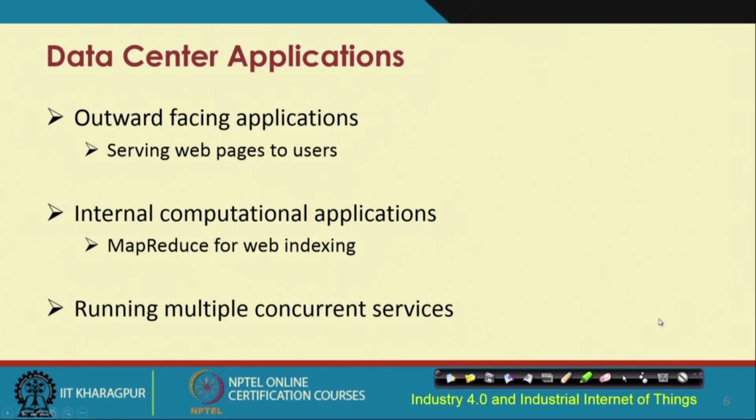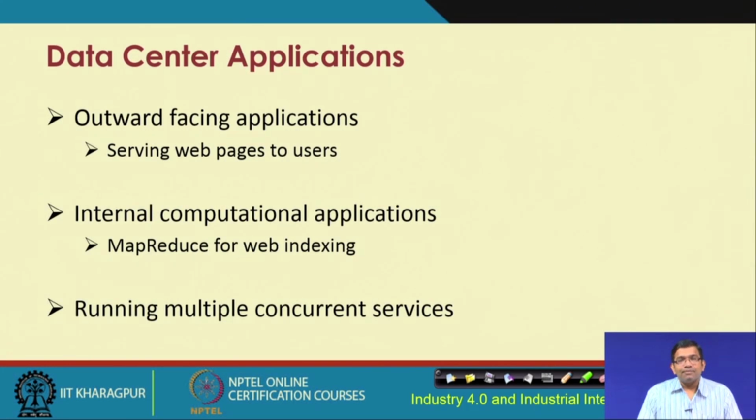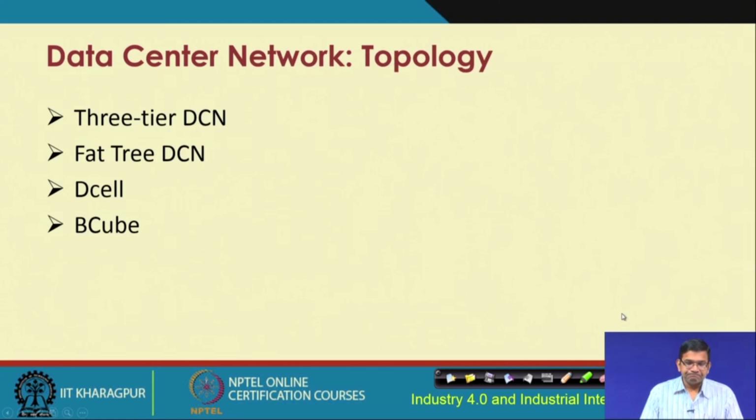There are different applications of data centers: serving outward facing applications such as serving web pages to users, internal computational applications such as use of MapReduce for web indexing, running multiple concurrent services, and many more. These are some of the different applications of data centers and data center networks.